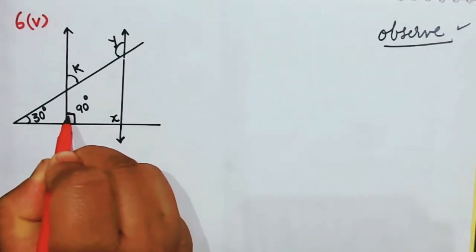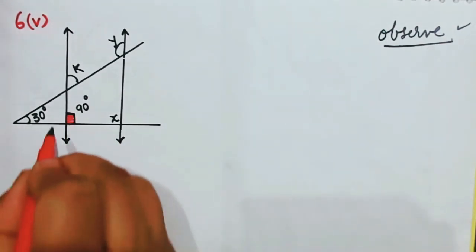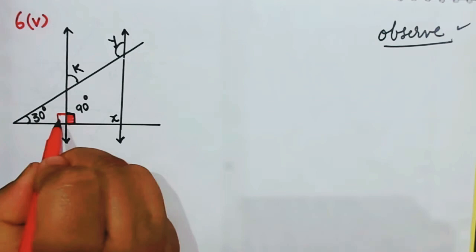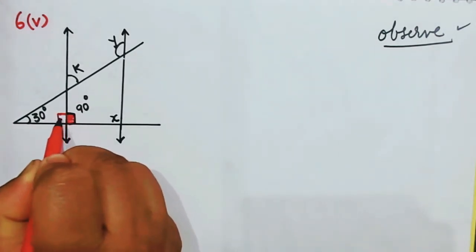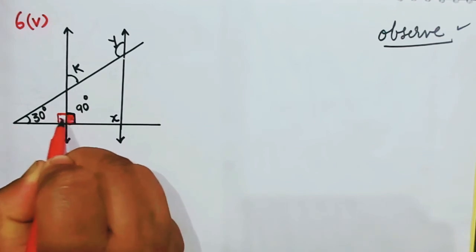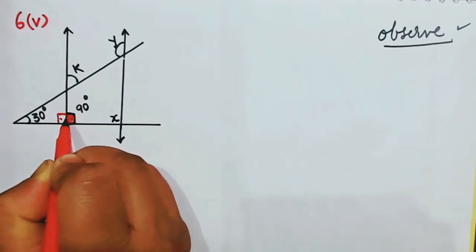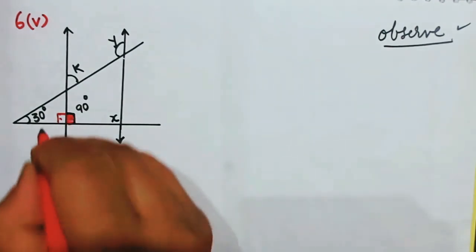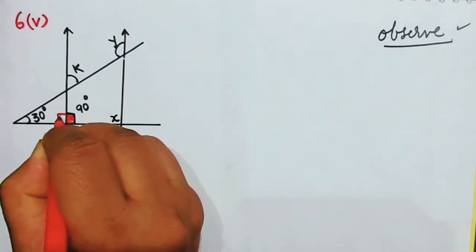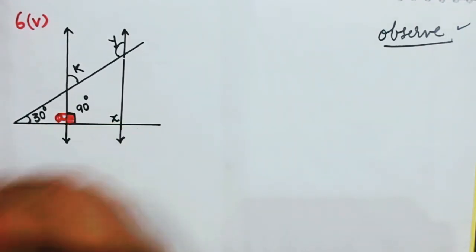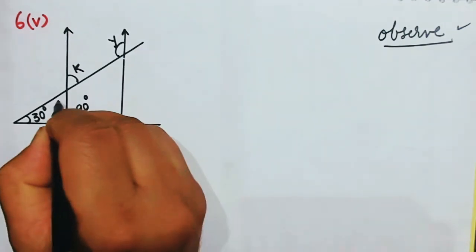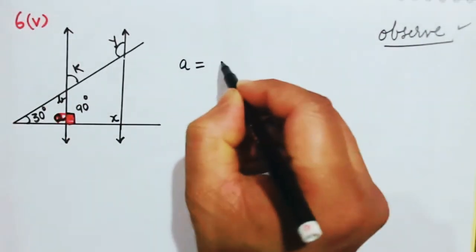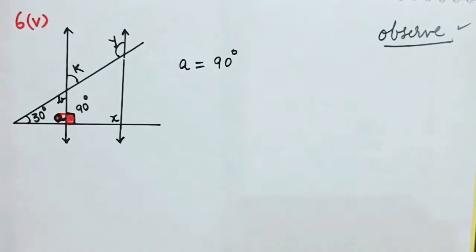If this is 90, therefore this angle will also be equal to 90, isn't it? Why? Because the sum of these two angles on a straight line should be equal to 180 degrees. Clear? So this is 90 degrees. So why not name it? Let me name it. I will name this as A and this as B. Clear? So first I'll write that A will be equal to 90 degrees, and what is the reason for that?